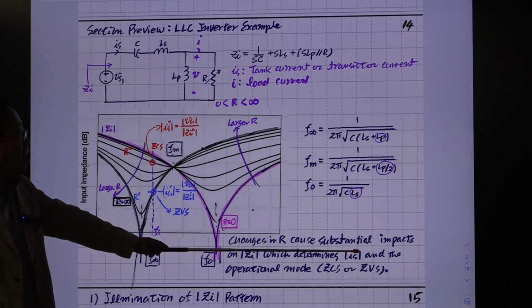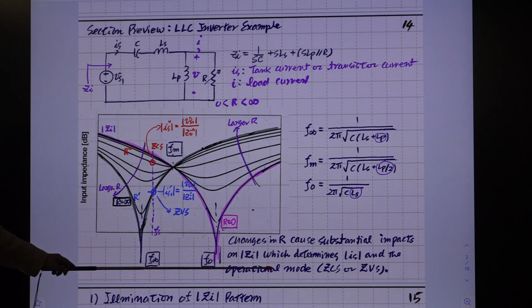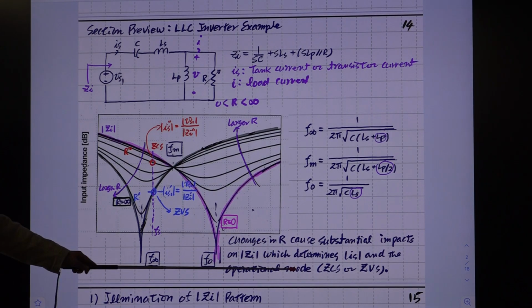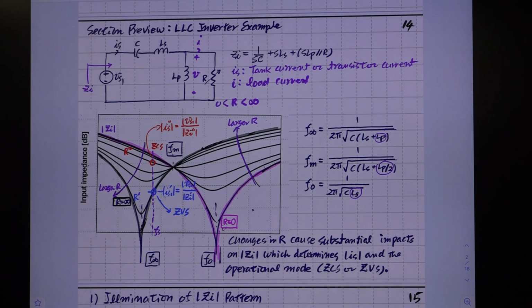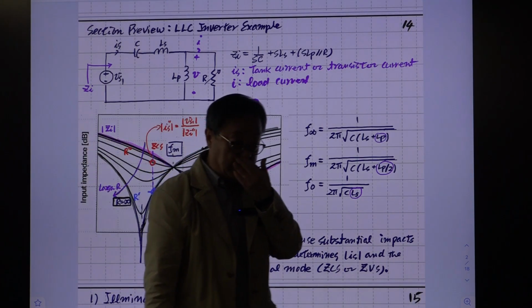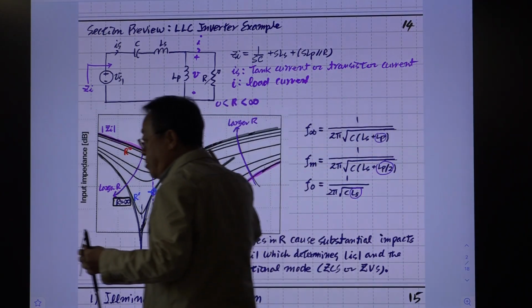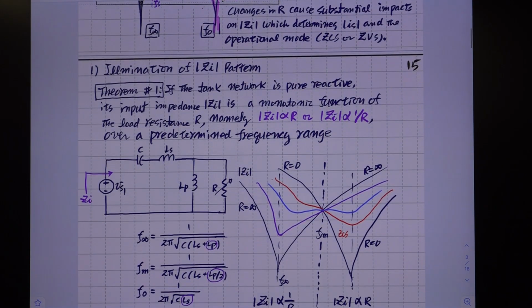So changing R causes a substantial impact on the gain characteristic, magnitude and phase, and this determines the magnitude of the tank current, which determines the magnitude of conduction loss, basically. It also determines the operational mode of this converter, GCS or GBS operation. Okay? So this is some kind of preview. We'll go step by step. Another illustration.